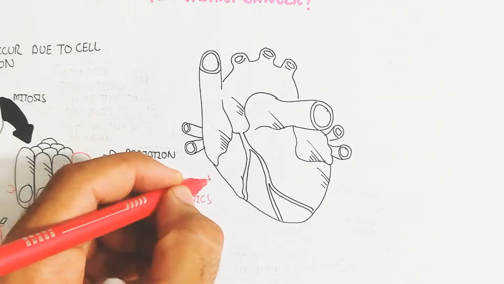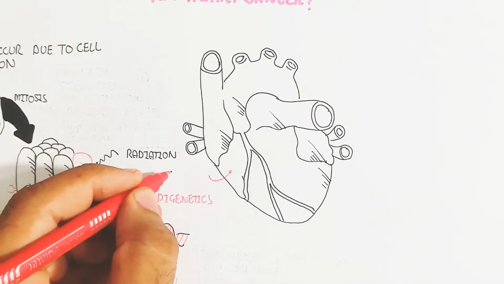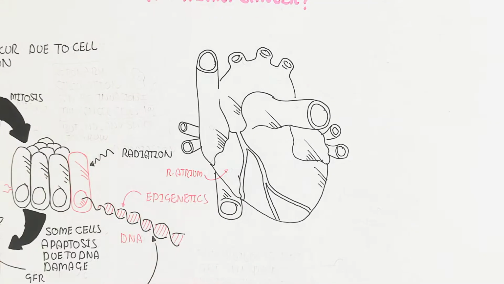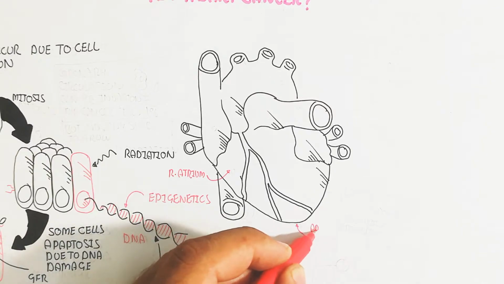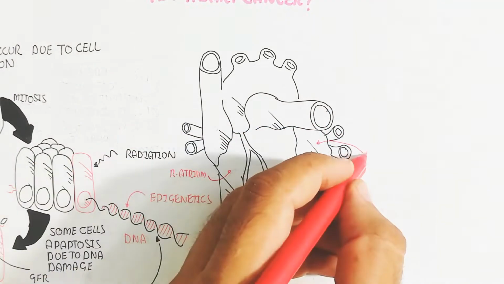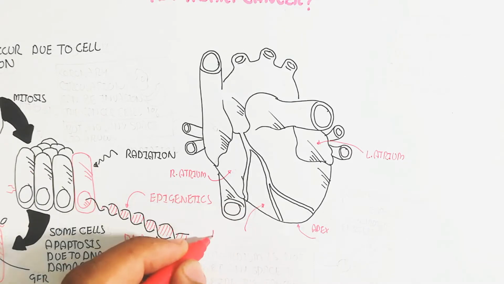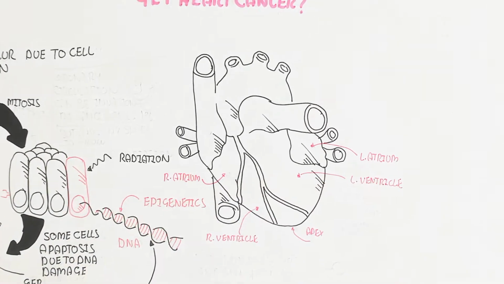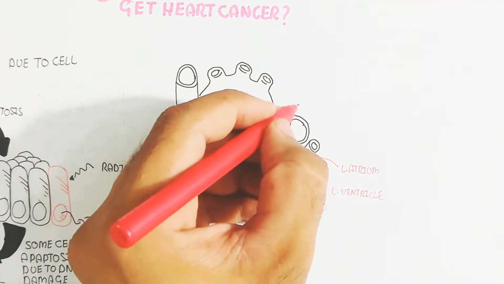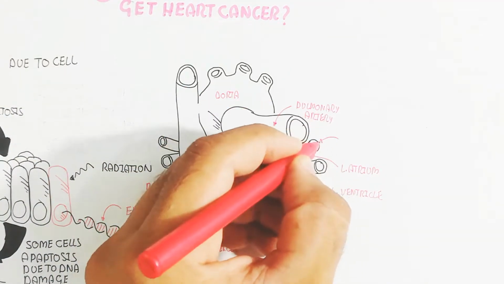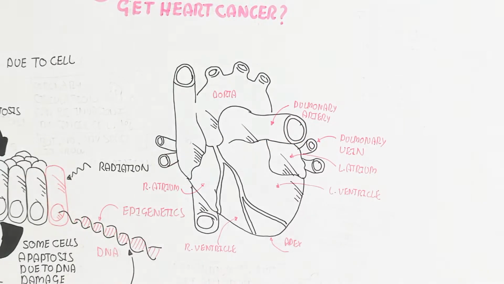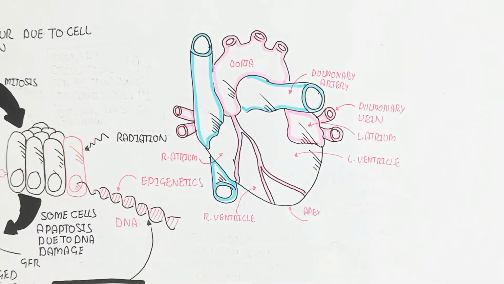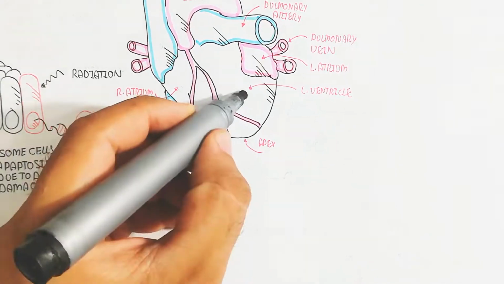So why don't we get heart cancer? There are many reasons. First of all, here is the heart, with the right atrium, the apex of the heart, left atrium, right ventricle and left ventricle, while on the other hand there are the aorta, pulmonary artery and pulmonary vein. The pulmonary artery ejects blood to the lungs, which is carried back through the pulmonary vein.